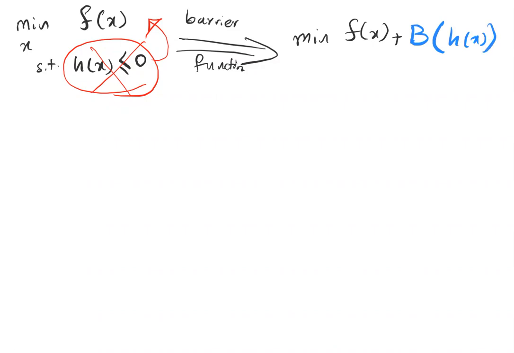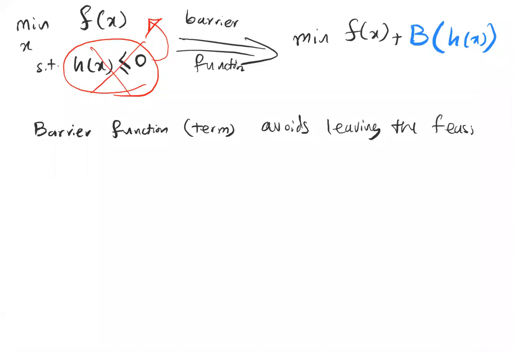All right. How do we want to enforce this? The barrier function or the barrier term avoids leaving the feasible region. All right. What does that mean? It means by adding this additional term to the objective function, we make sure it penalizes our objective function only when h of x is greater than 0.